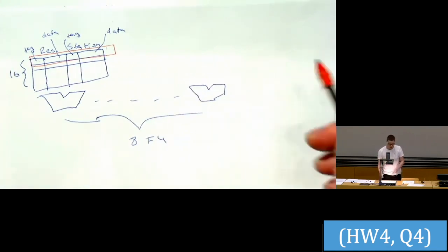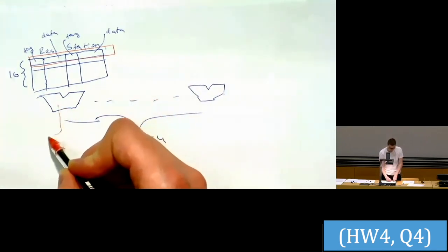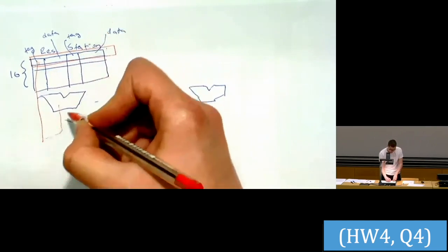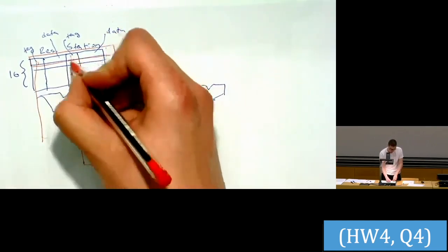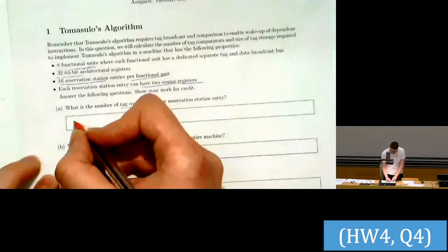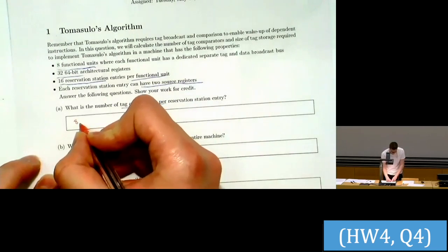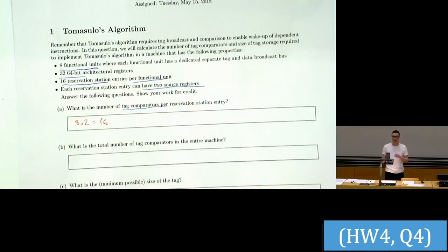Okay, is it clear? So the result coming out from this functional unit will be compared against this tag and this tag. Same for this functional unit, so it will need to be compared against those two tags. And the same is true for all functional units. Basically, we'll need two comparators per each functional unit. Then the answer is 8 by 2, which is 16 tag comparators per reservation station entry. Okay, is it clear?